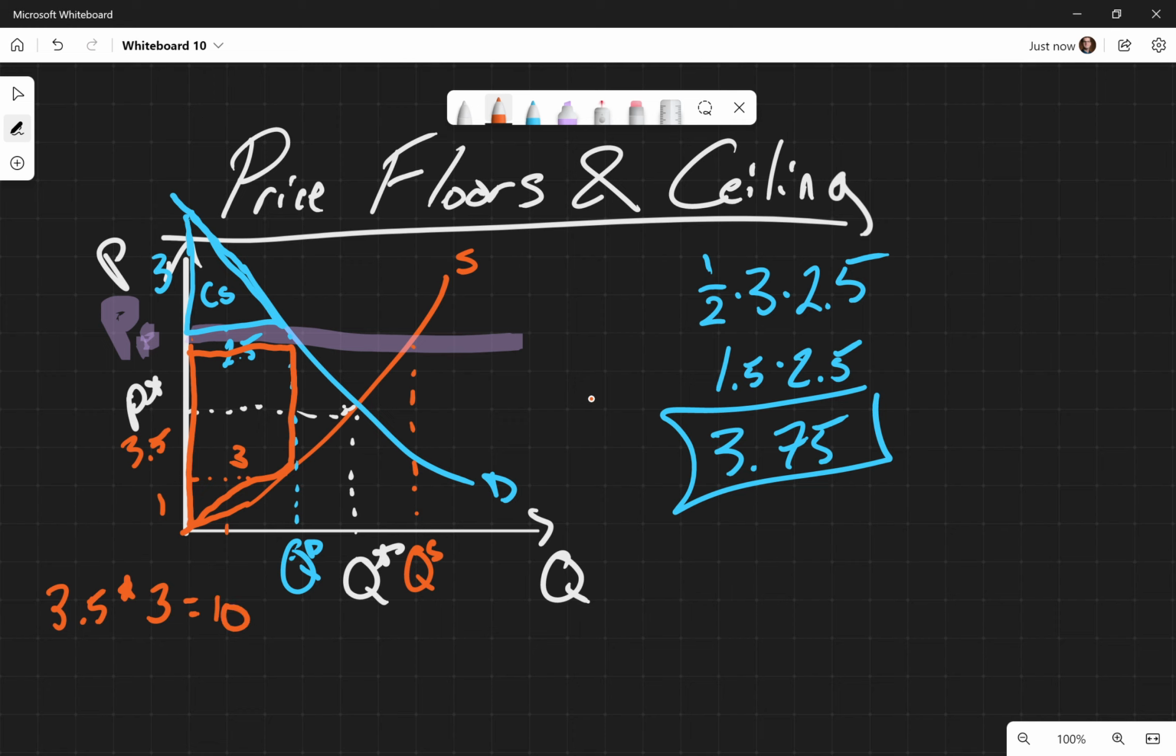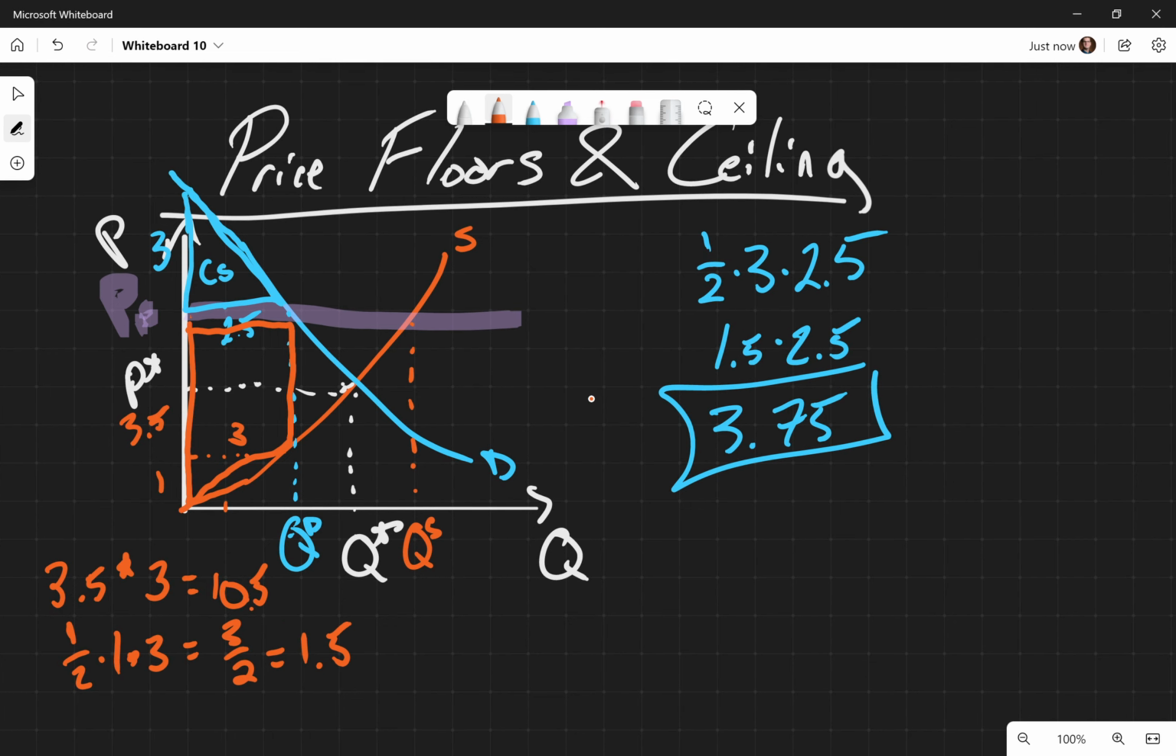Excellent. Thank you, Brian. And then my area of the triangle here, 1/2 times 1 times 3, is going to be 3/2, or 1.5. So we add these together, and we end up with a producer surplus that is now equal to 12. So in this particular example, the producer surplus did increase as a result of the price floor.